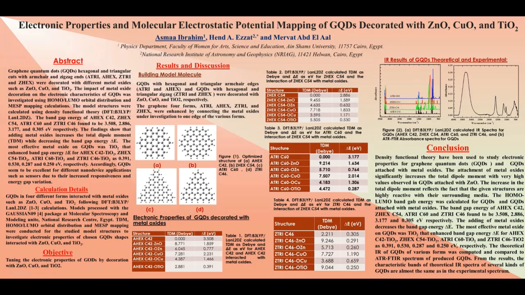The impact of metal oxide decoration on the electronic characteristics of graphene quantum dots was investigated using HOMO-LUMO orbital distribution and molecular electrostatic potential mapping calculations. The model structures were calculated using density functional theory.